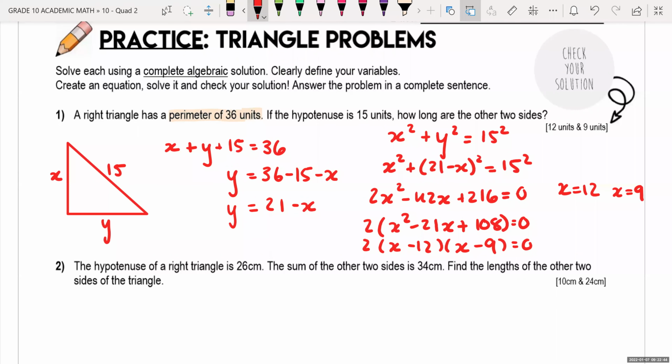Now for this, you get x is equal to 12 and x is equal to 9, which is weird, right? Because we have two x's, both of them work. When you put it back into this equation of y is equal to 21 minus x, look what happens. You actually end up getting the exact same thing. So here you're going to get y is equal to 9, and here you're going to get y is equal to 12. So it turns out that 12 and 9 are both valid answers. And it doesn't matter which one goes where, they both will end up working.